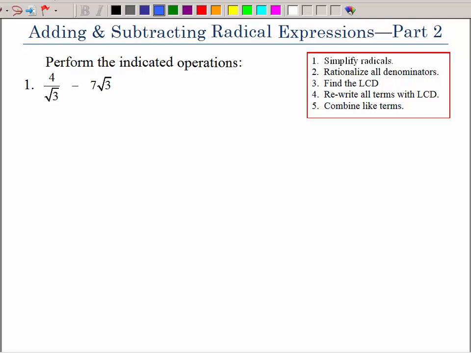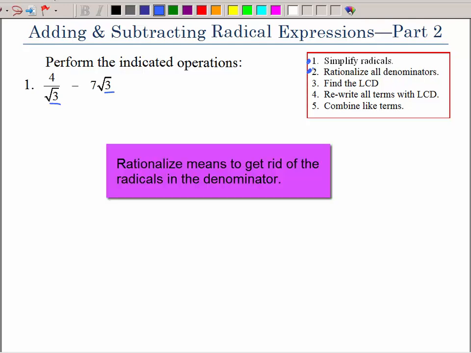It's not a rule, but I think it will help you out. So the first step we're going to do is simplify any radicals. Square root of 3, square root of 3, can't simplify. Rationalize all denominators. Hopefully you remember what that means. Rationalize means get rid of the radicals in the denominator.